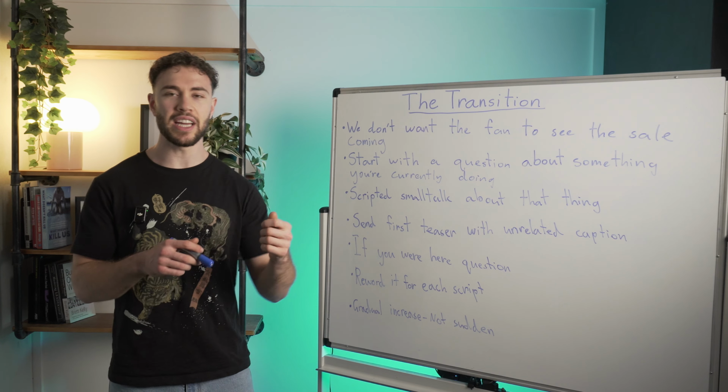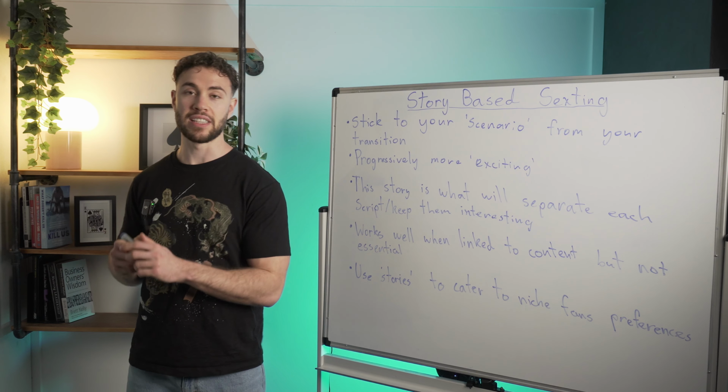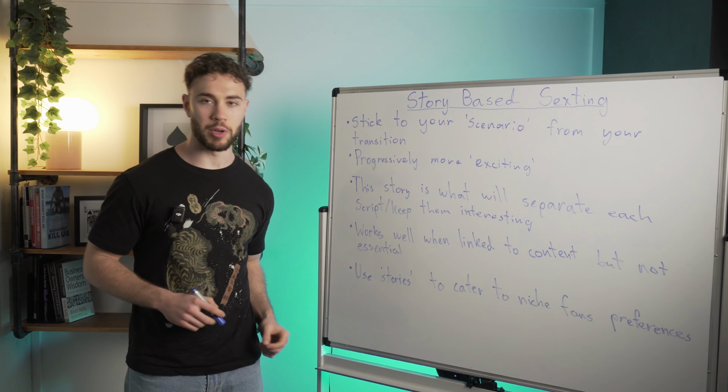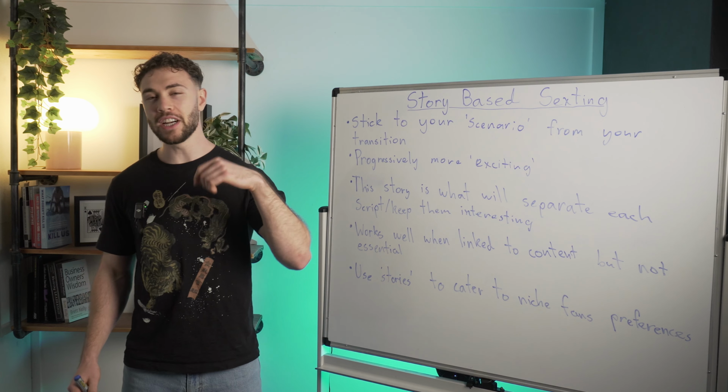Don't go straight for the most exciting part in the story. To keep them interested for longer, it needs to be gradual. Having a different story for each script is what will separate them and it'll keep them interesting. The reason I like this approach so much is you can include fans' preferences in your story without the content having to be relevant. Your sexting story could be about having a threesome. It could be about having sex in a place they've always wanted to have sex, like on the beach. Think of it as a form of entertainment, almost like you're writing one of those erotica novel things.